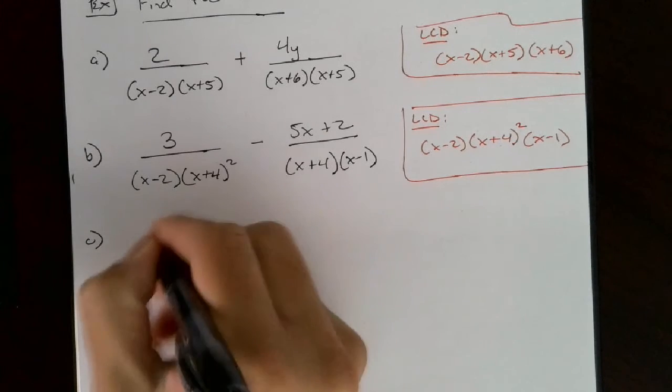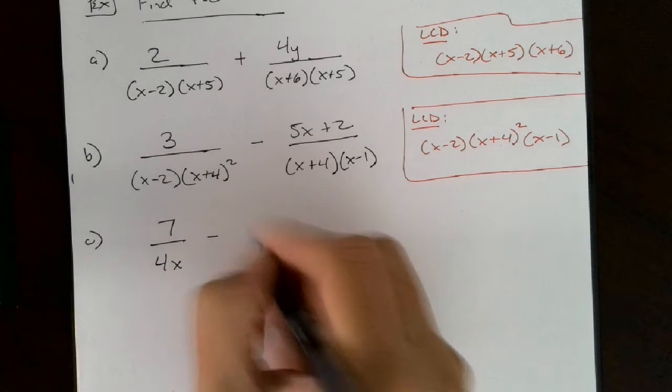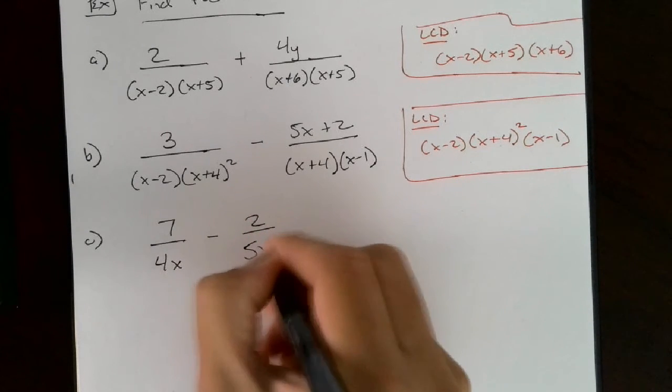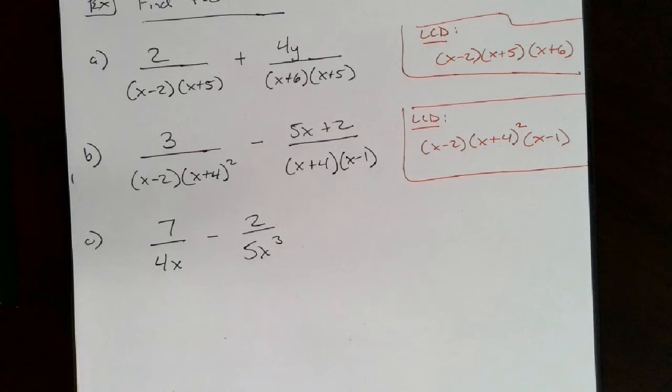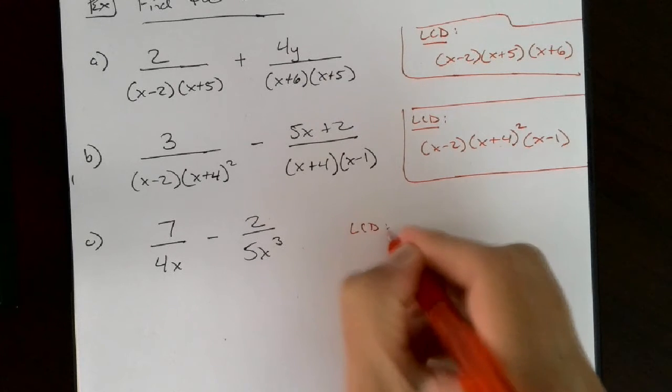Let's take a look at this one. If I said 7 over 4x minus 2 over 5x to the third. Now, first off, we would want to factor the denominators completely to find the LCD. These are monomials, so they're single terms. We don't have any factoring to do there. So we're ready to find our LCD right away.